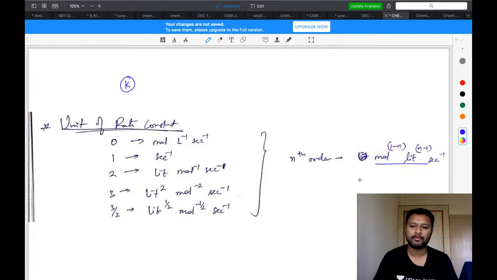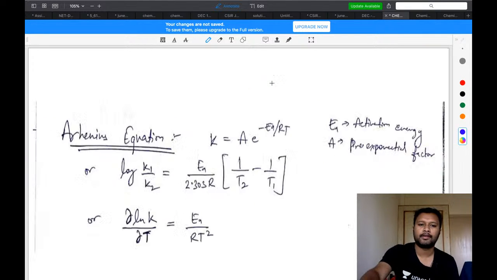Now a general equation is also there. For any nth order reaction, it's given by mole to the power 1 minus n, liter to the power n minus 1, and second inverse. So this is the unit for the nth order reaction. Just make a note of all these things.